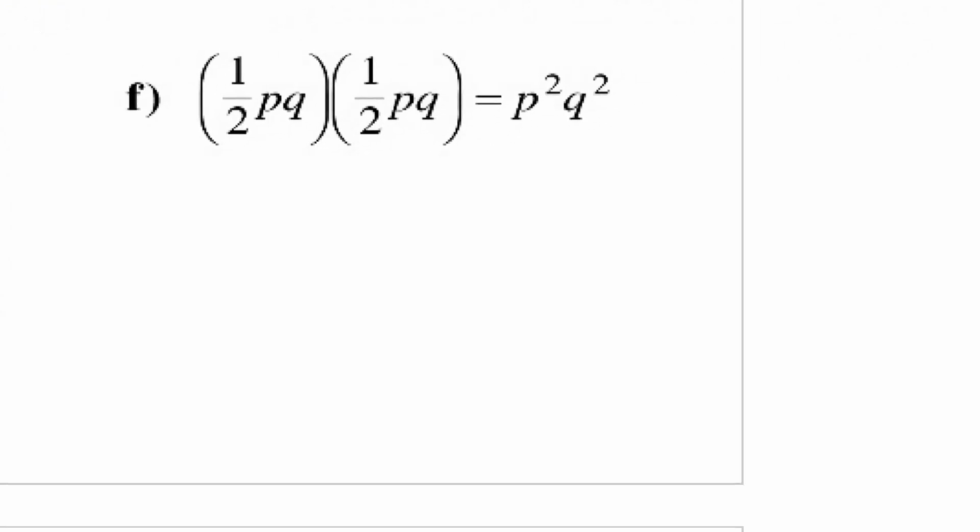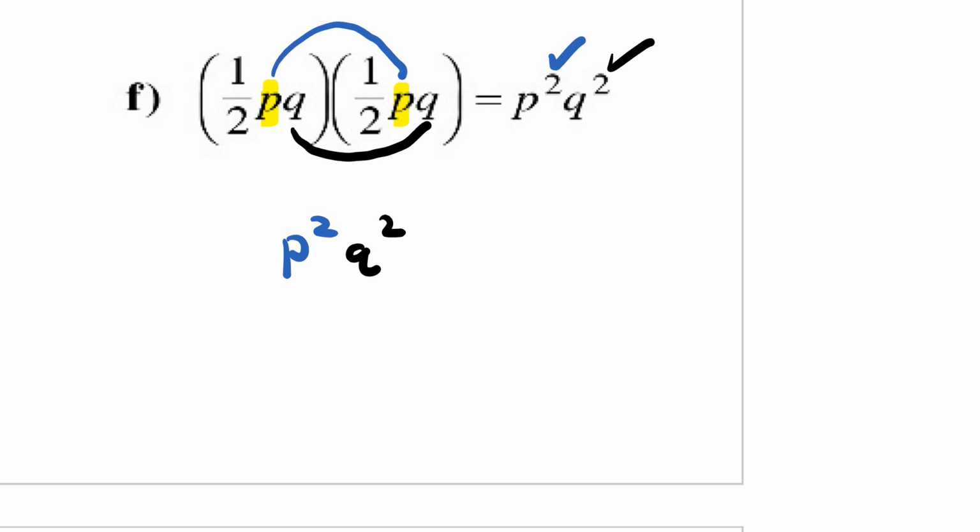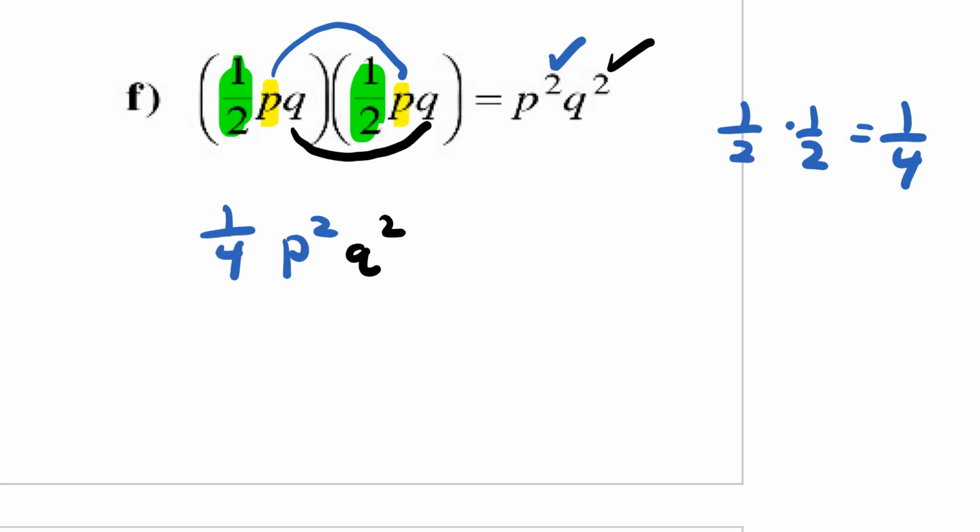And for letter F here, okay, if we're multiplying the p and the p, p times p is p squared, which gives me that. And then q times q is going to be q squared, which gives me that. Now be careful here with the 1/2 times the 1/2, right? 1/2 times 1/2 is going to be 1/4, right? So it's actually 1/4 here, and that clearly does not equal p squared, q squared. Okay, so those are some of the mistakes that we found in question number 19.